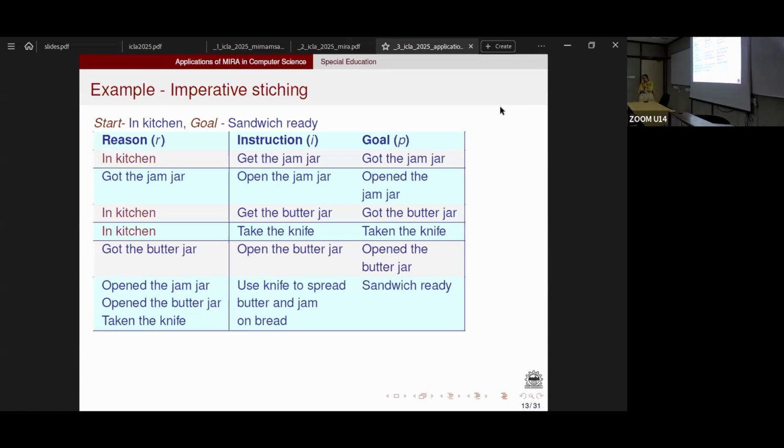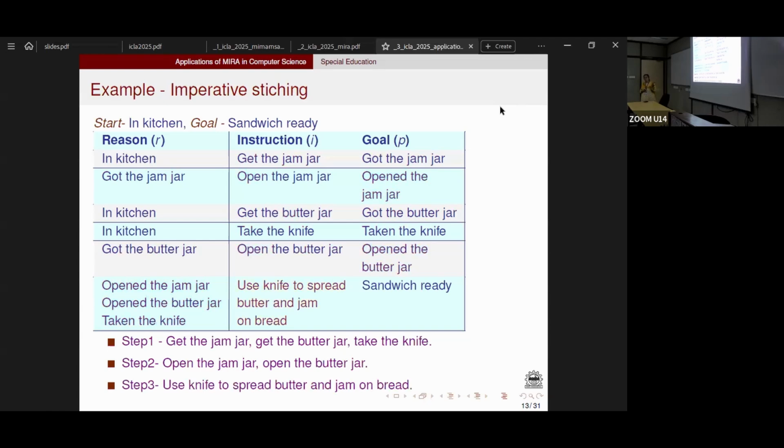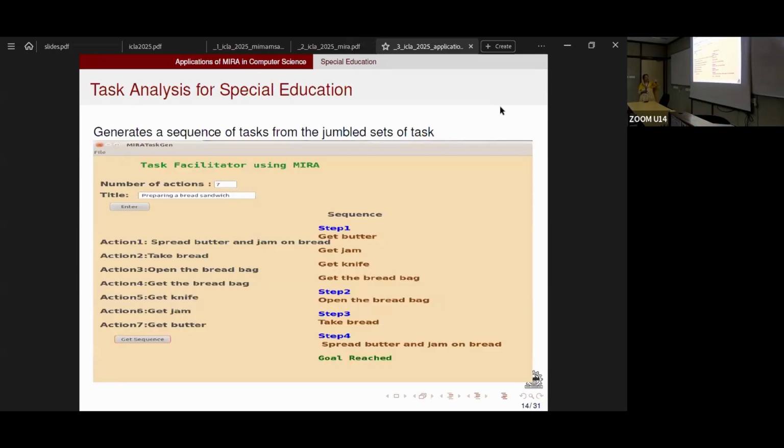So suppose we say, okay, at the initial point, the kid is in the kitchen. That is true. Then the possible instructions are get the jam jar, get the butter jar, and take the knife. The 3 instructions. Once the kid got it, he got the jam jar, which is the purpose. He has it now. And once he got it, step 2 is open the butter jar and open the jam jar. And step 3 would be use knife to spread butter and jam on bread. So this way, we analyzed it and made a tool where given some instructions on the left, it would sequence itself and give the result on the right. And suppose the goal could not be reached, it would also say why the goal could not be reached, thanks to the deduction rules.